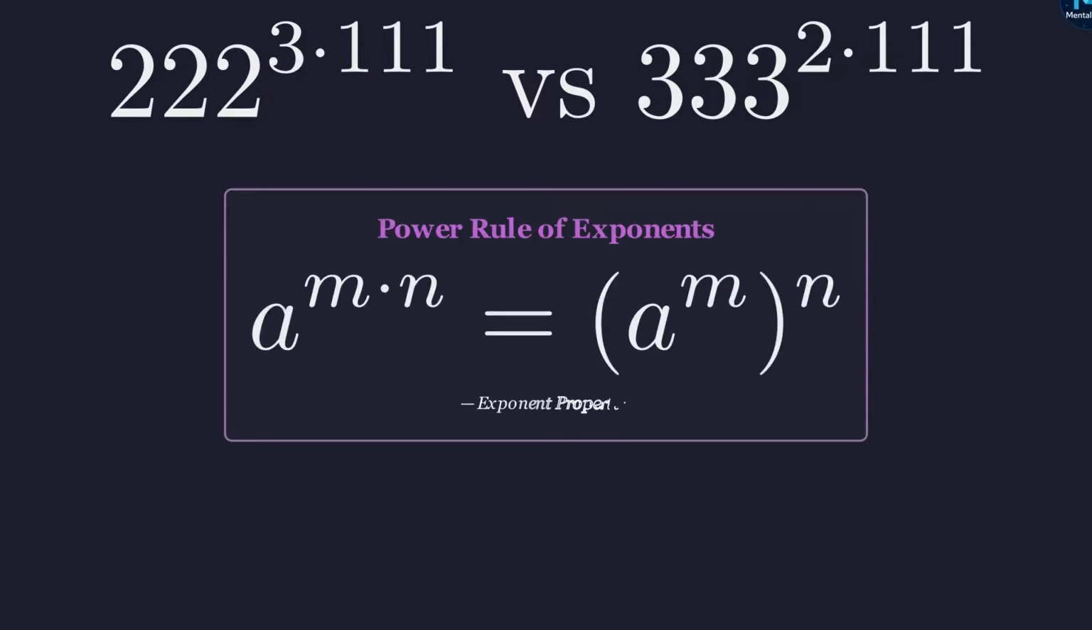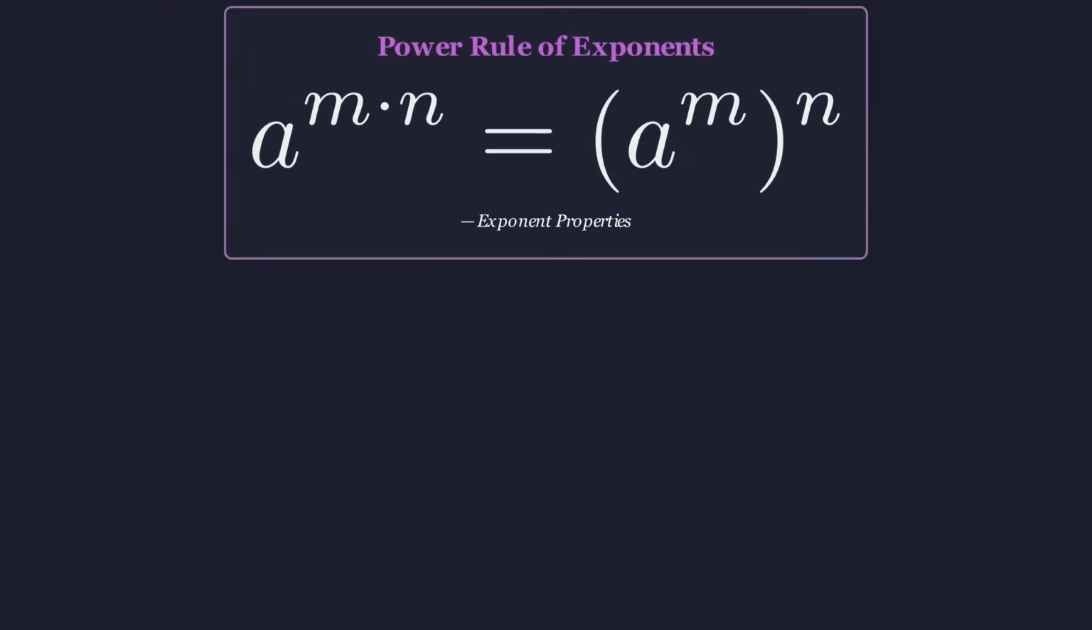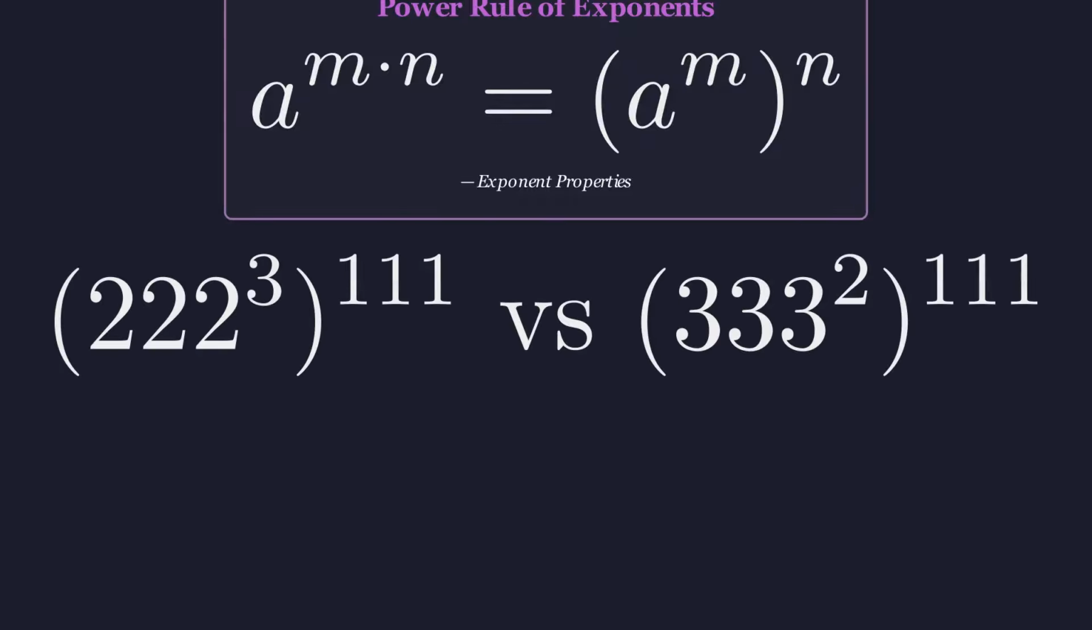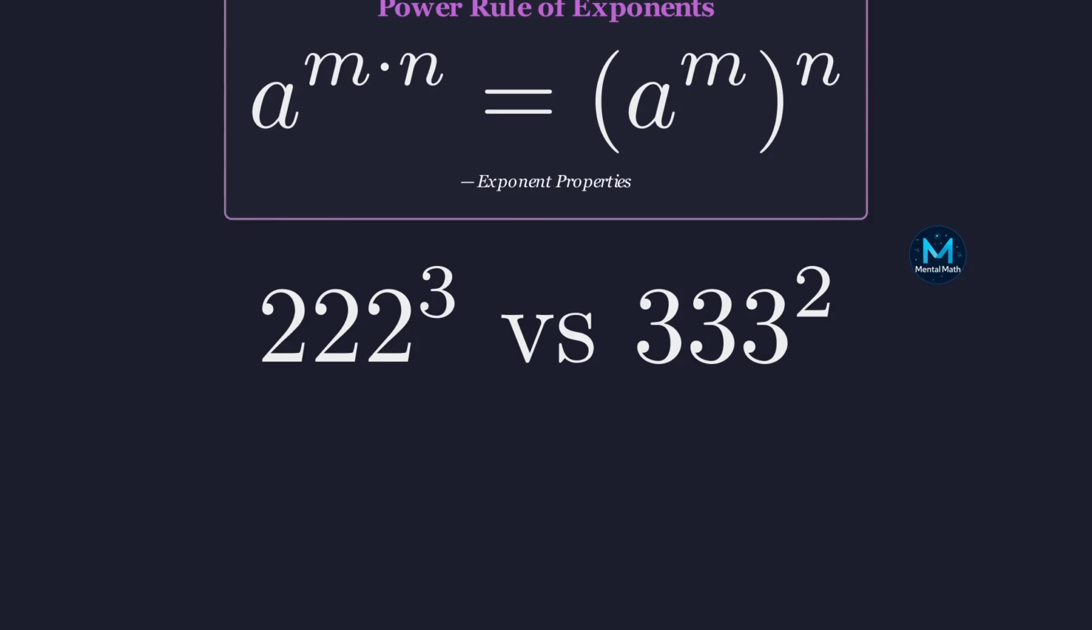This structure lets us use a fundamental power rule. A raised to the power of m times n equals a to the power of m, all raised to the power of n. Let's apply this rule to both sides to isolate the common exponent. The left side becomes 222 cubed, raised to the 111th power, and the right side becomes 333 squared, raised to the 111th power. Since both sides are now raised to the same power, comparing them is equivalent to just comparing their bases. The problem now simplifies to something much more manageable. 222 cubed versus 333 squared.